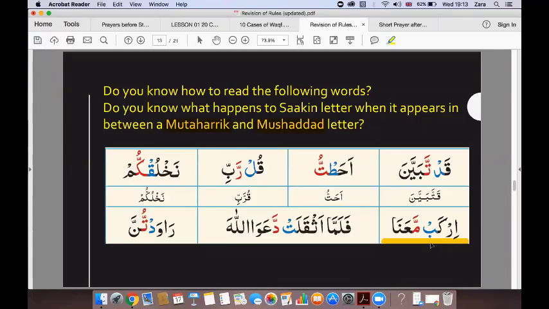Irkab ma'ana. Try again. Irkab ma'ana. Well done, excellent. So you noticed over here, the bar here is carrying the sukoon. So you leave the sukoon. Yeah, excellent. So we're joining the mutaharrik letter here, which is the Qaf with fatha, directly with the mushaddad letter, which is Mim mushaddad. Excellent, Jazakallah.